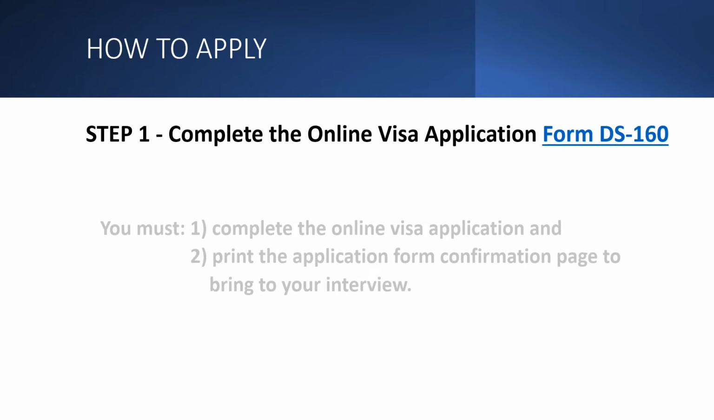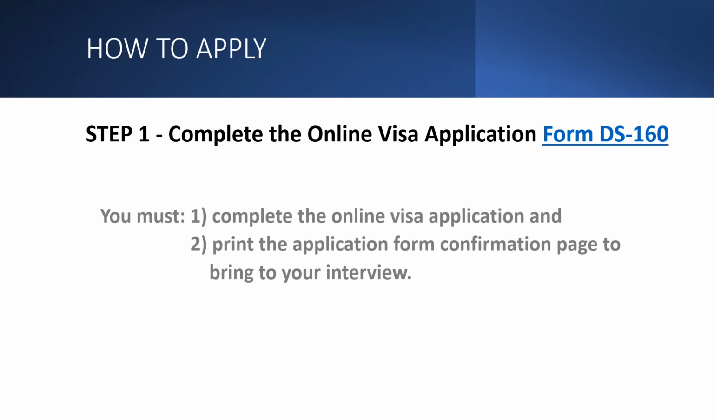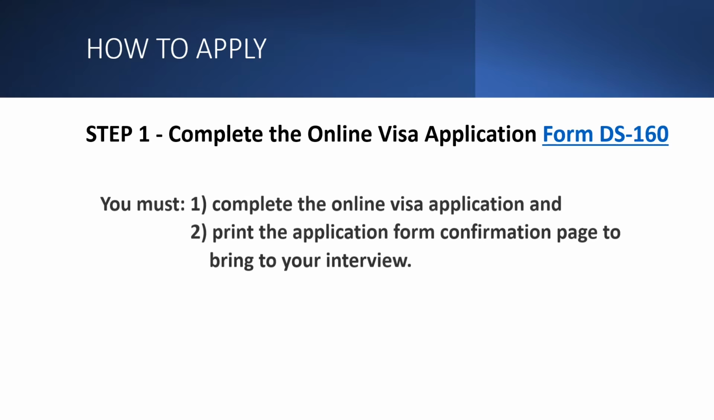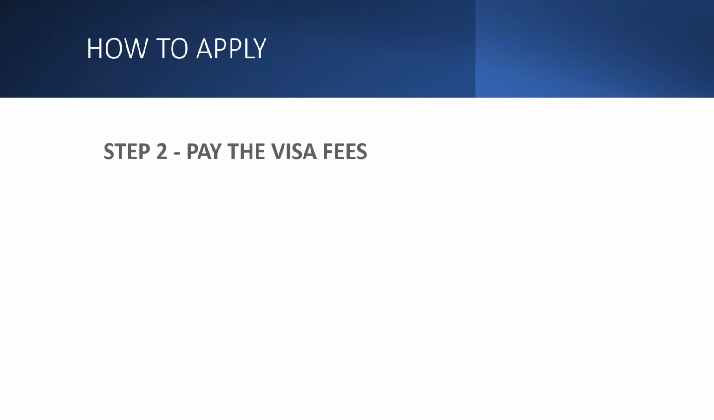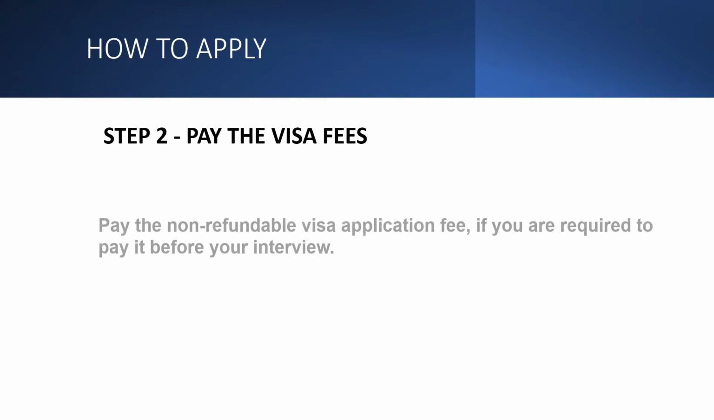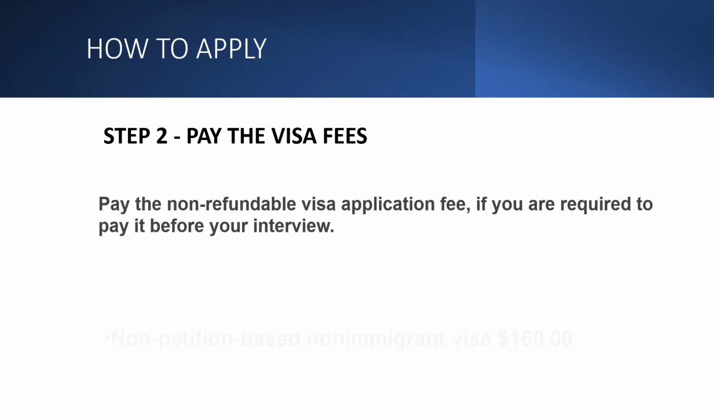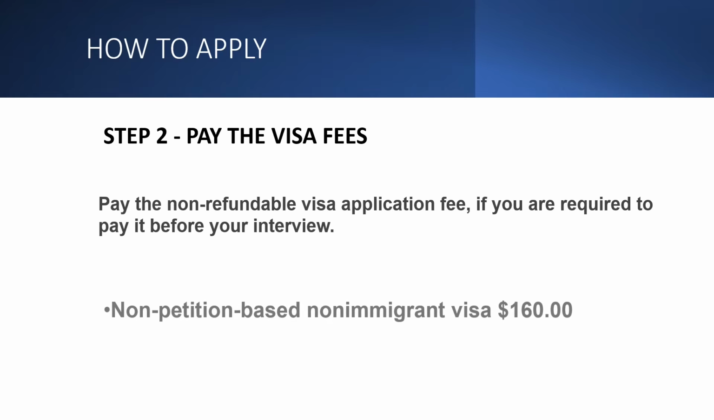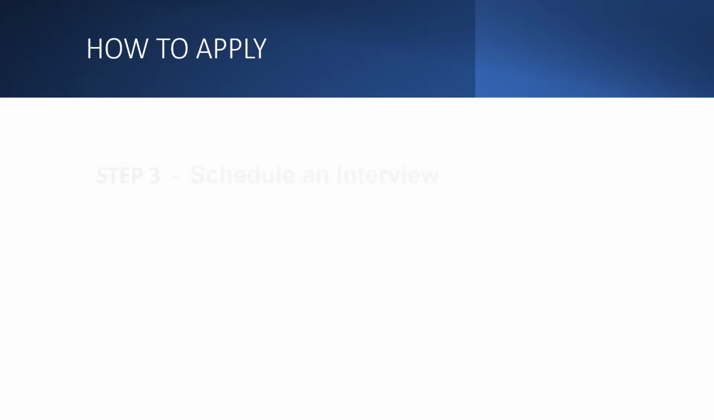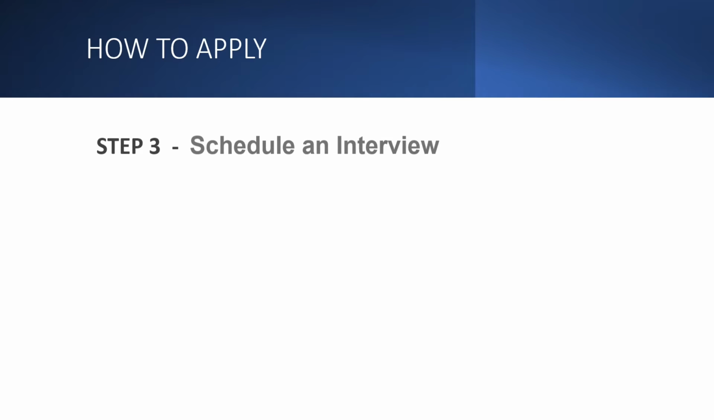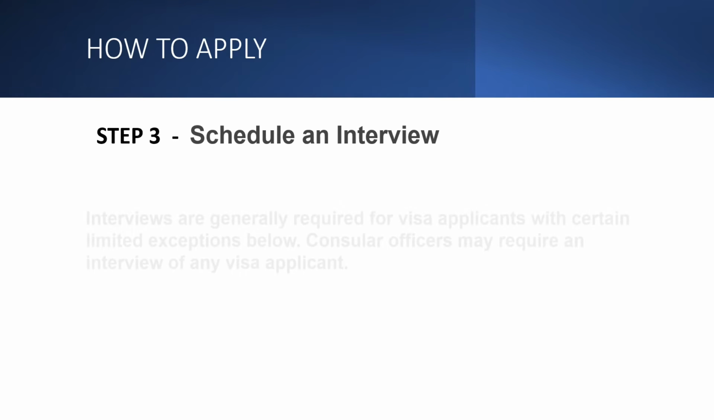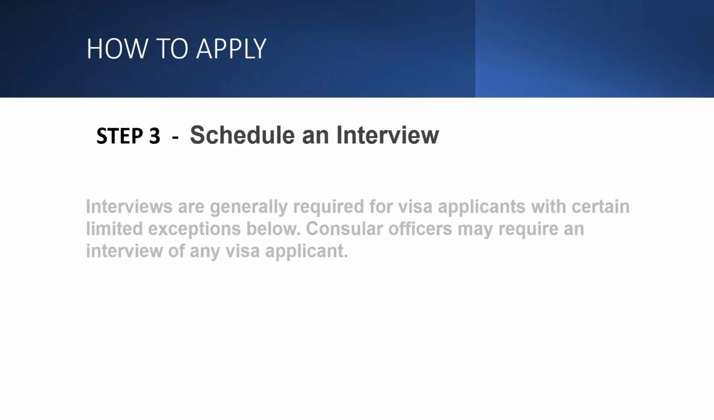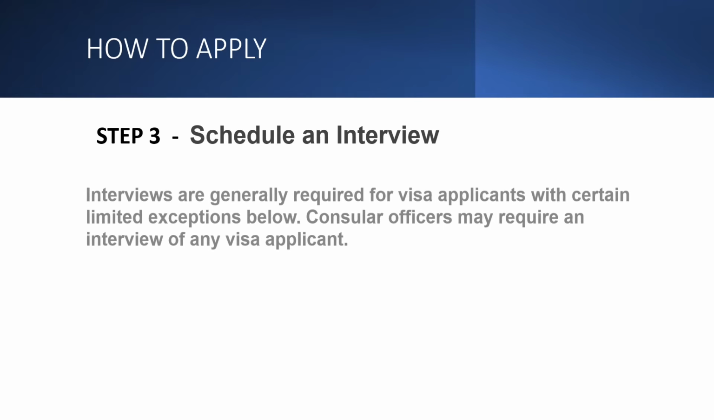The first step is that you must complete the online visa application form DS-160 and print the application form confirmation page to bring to your interview. Step 2 is to pay the visa fees. The amount is $160. I will send all the links below in my description. Also, the fee is non-refundable. Step 3 is to schedule an interview. However, there are exceptions to the interview requirement.